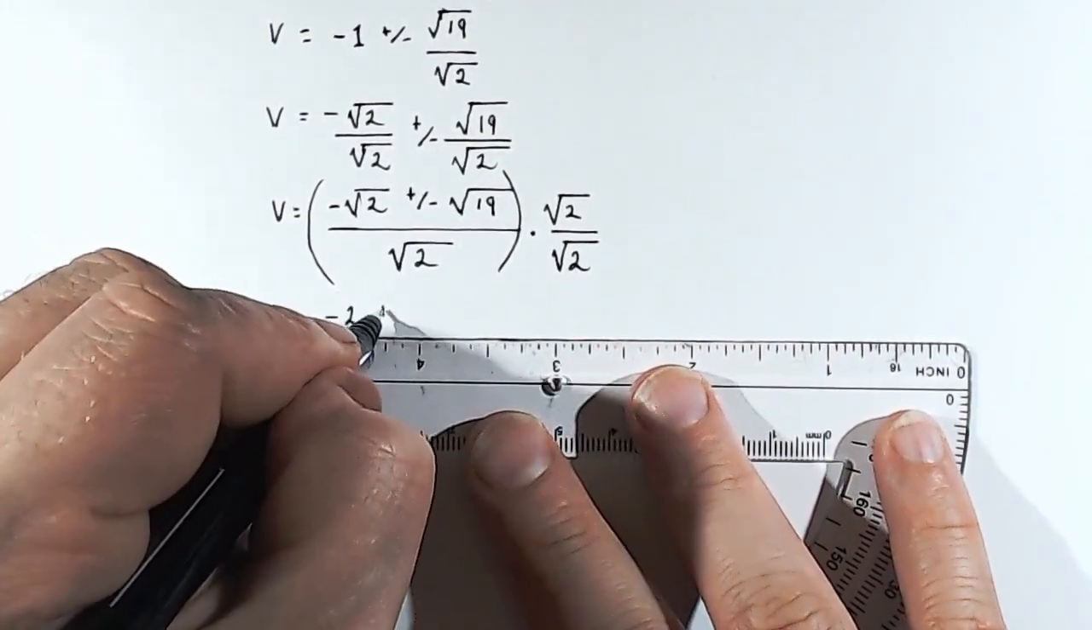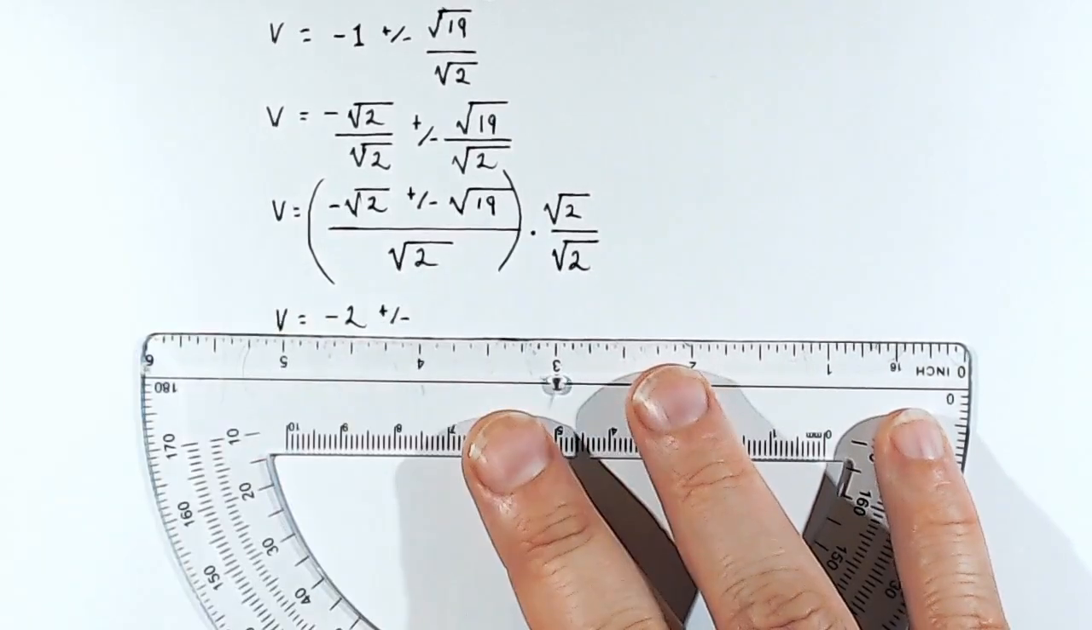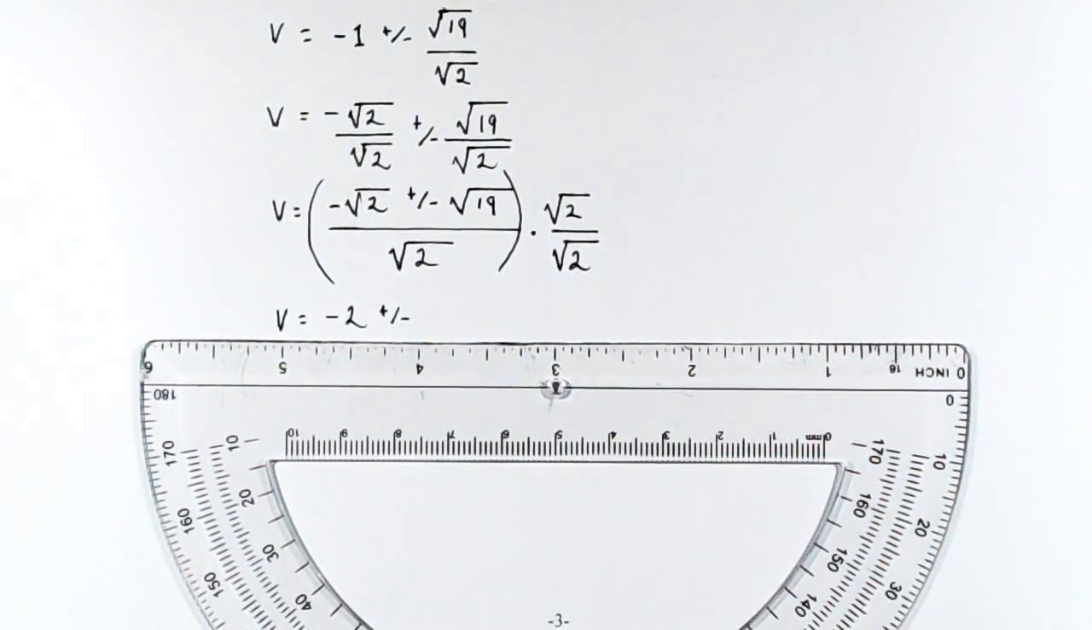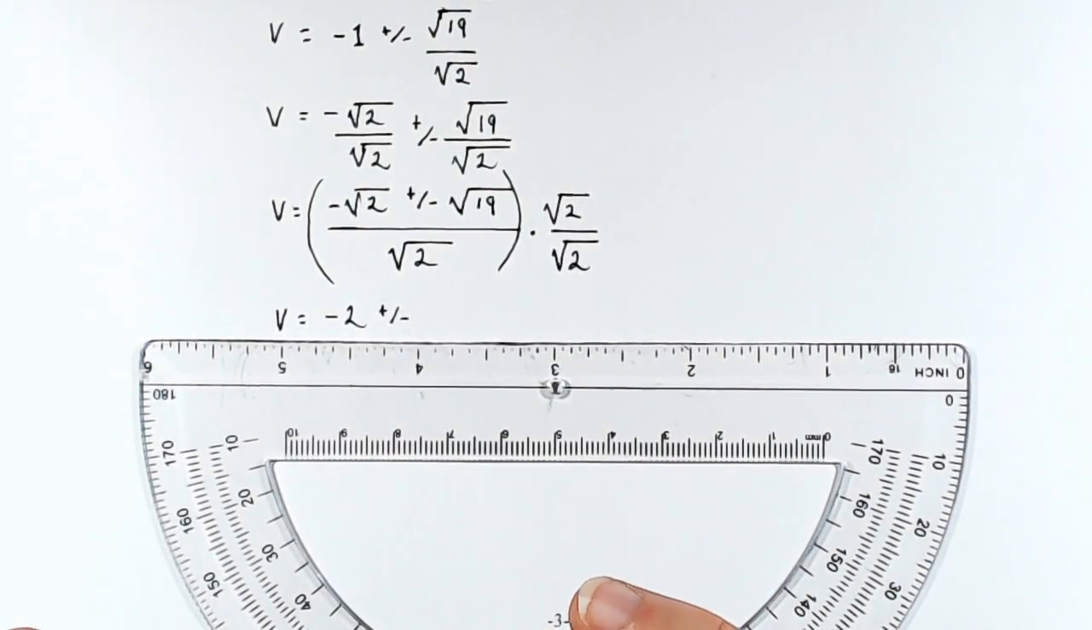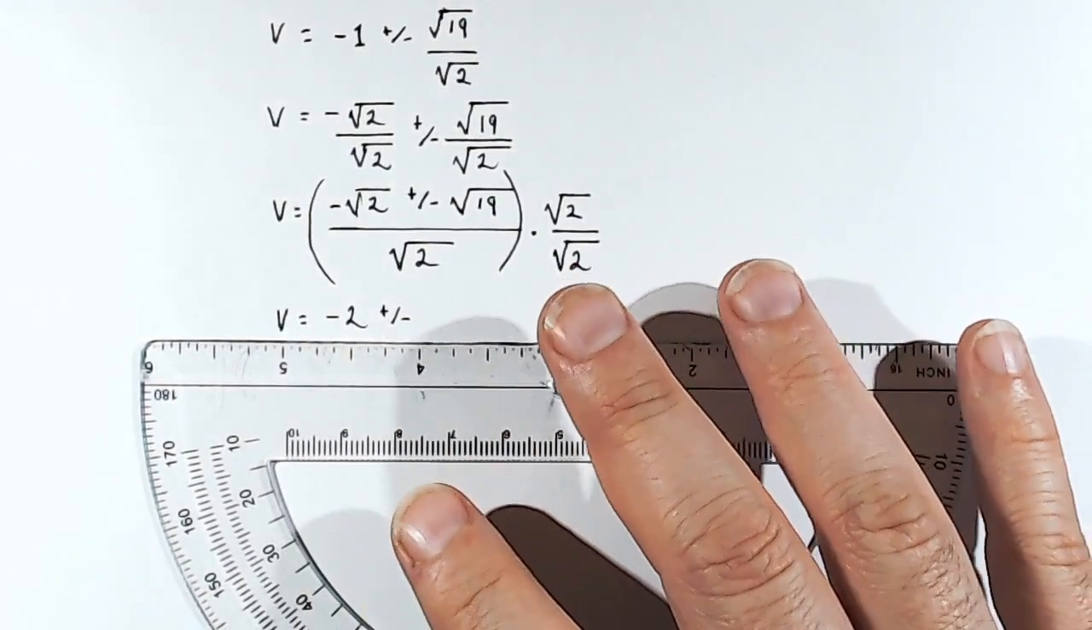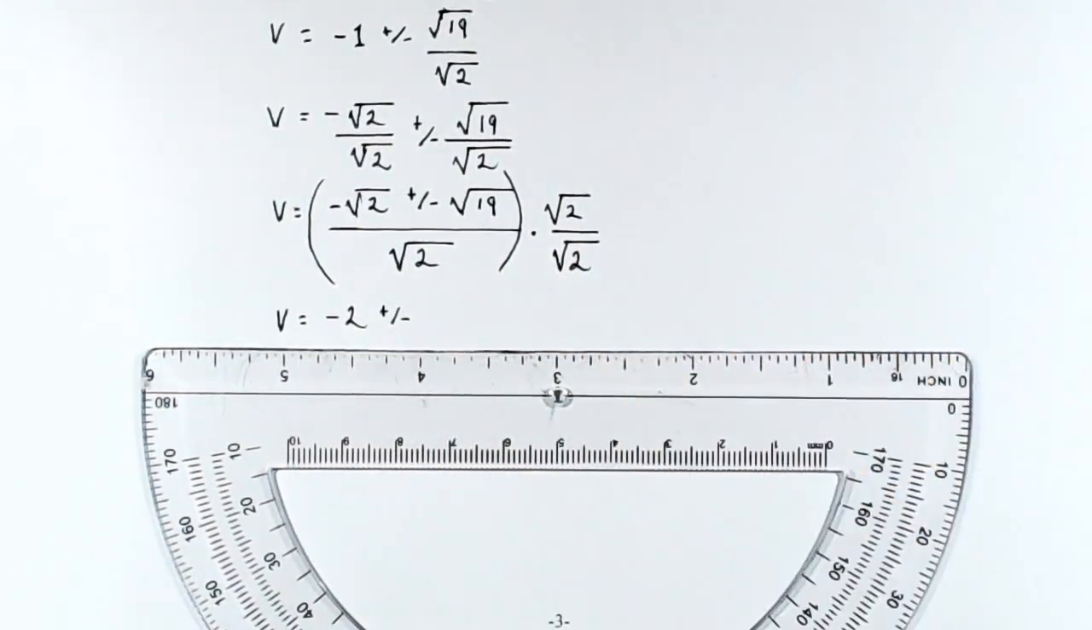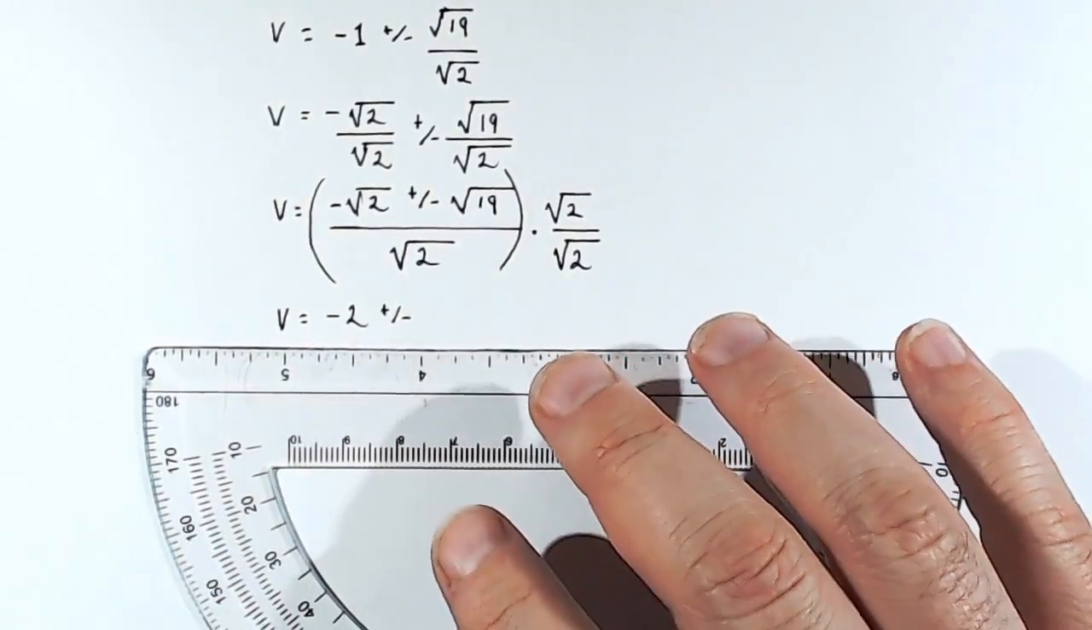Okay, then plus or minus the square root of 2 times the square root of 19 is the same thing as the square root of 19 times 2. Okay? And here I'm making a slight mistake. So this is wrong.